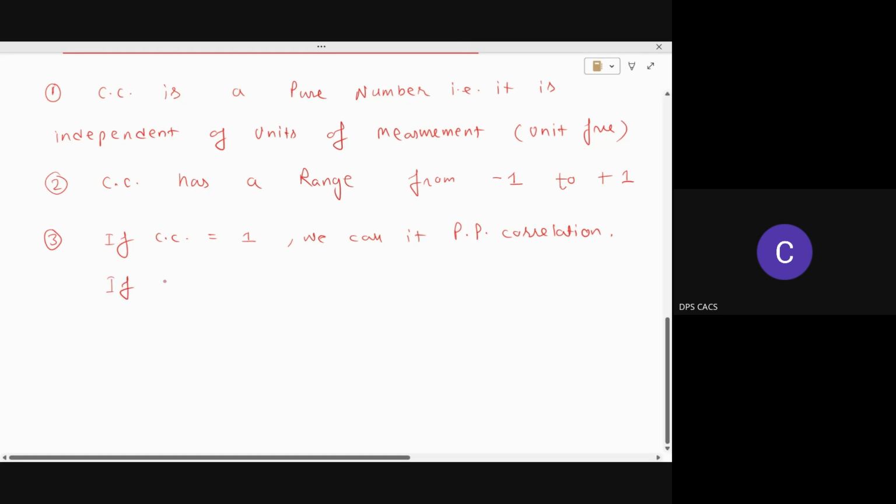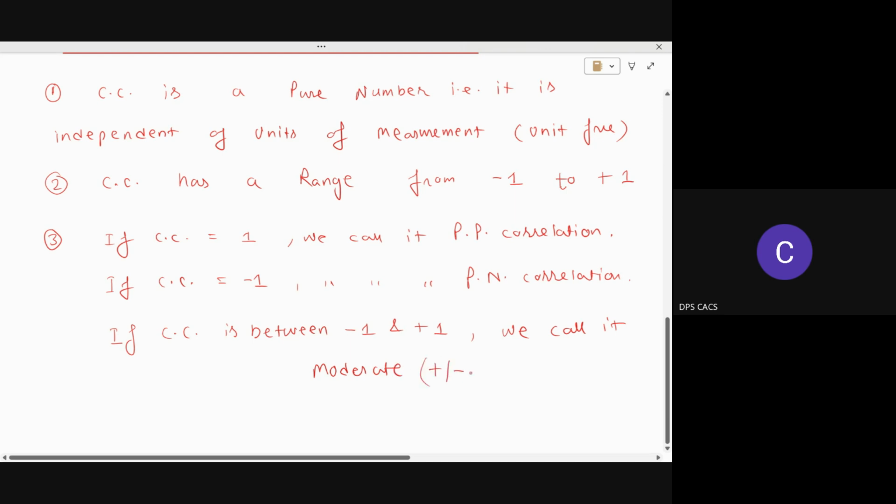In the same point, write down: if correlation coefficient is equal to minus 1, tell me, we call it perfect negative correlation. Third line in the same point: if correlation coefficient is between minus 1 and plus 1, then what type of correlation? Moderate. We call it moderate positive or negative correlation.